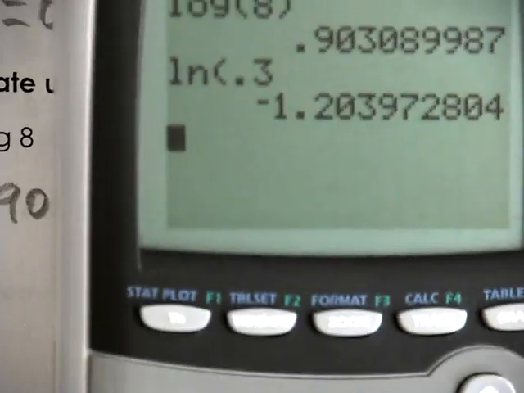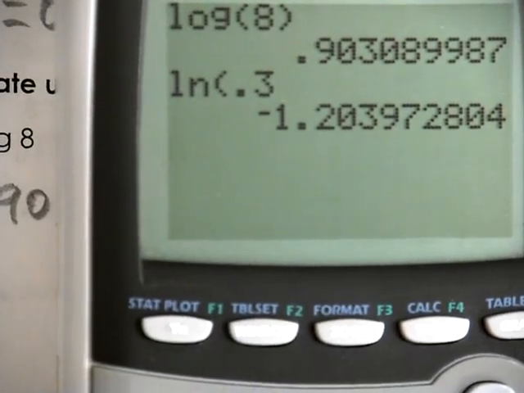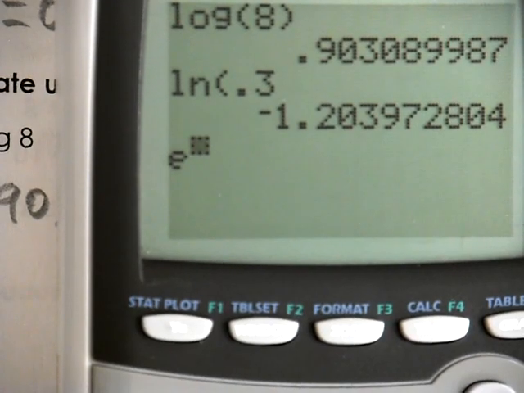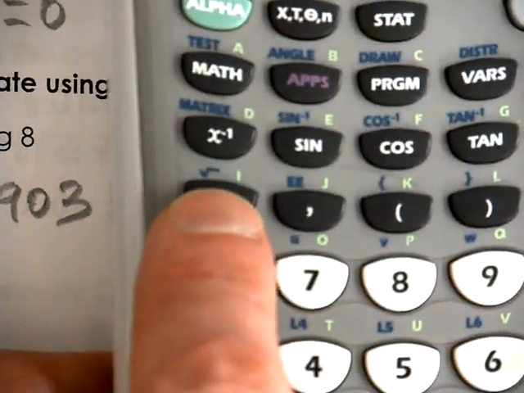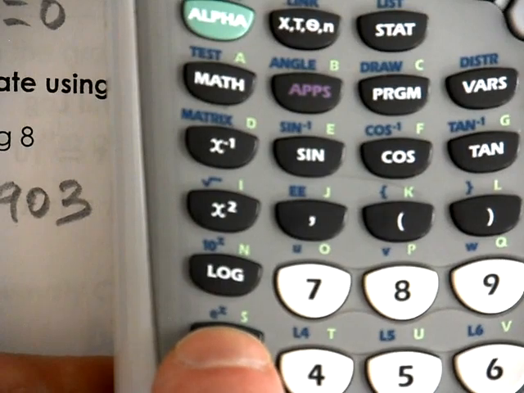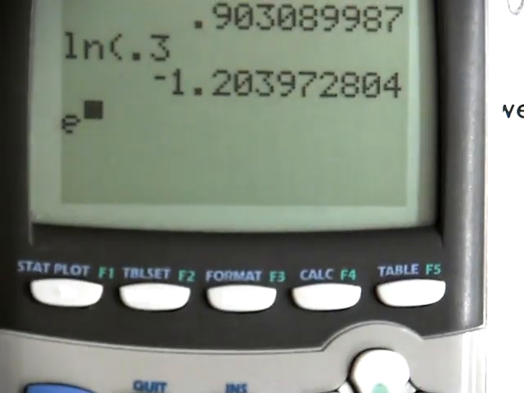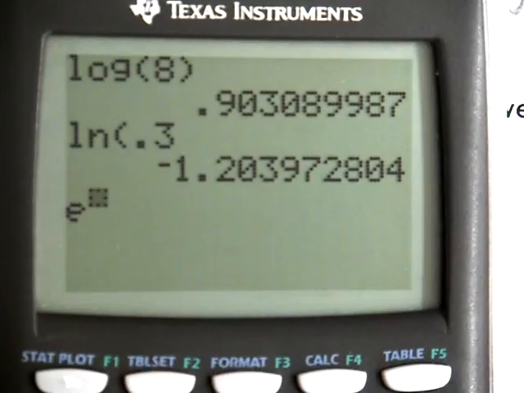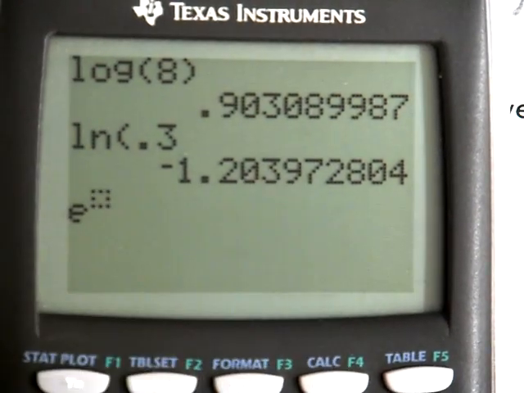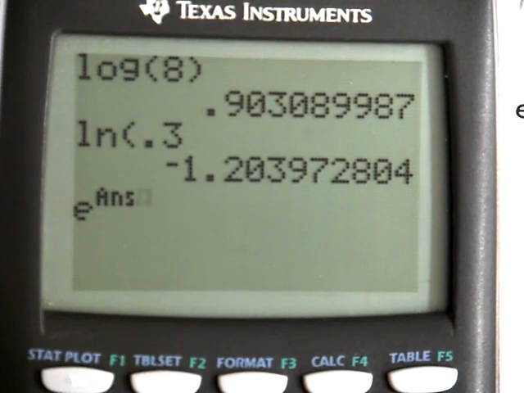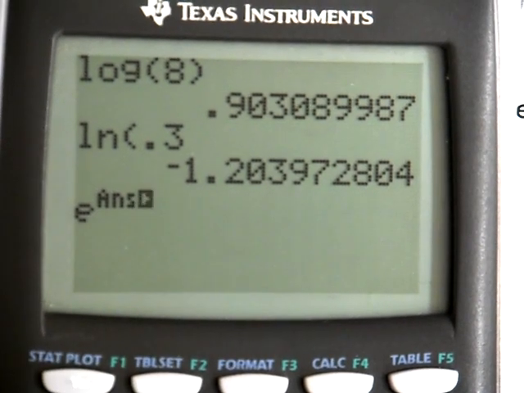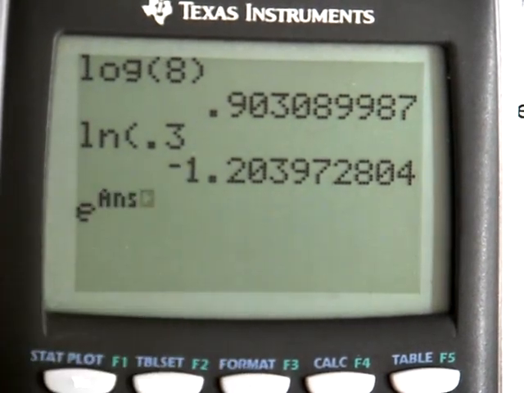And you should be able to test that theory. We should be able to go to e to the x, as we've seen before, right there, next to the 4, but it's the blue. And we're going to have the exponent be our previous answer. Whatever that previous answer is is our exponent, so we should get exactly the 0.3.